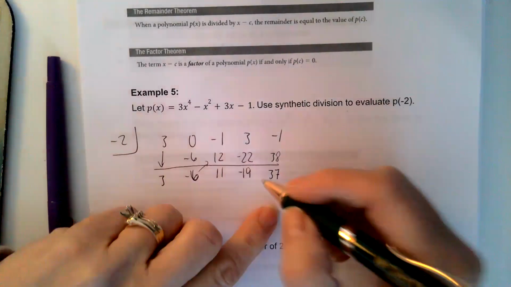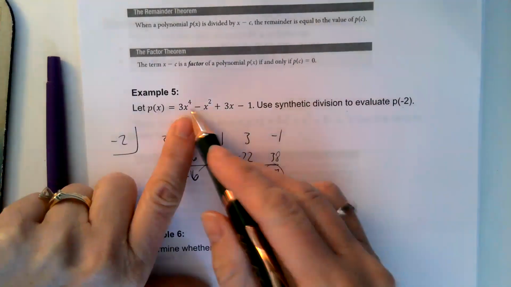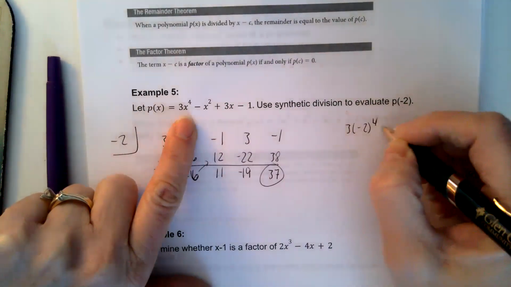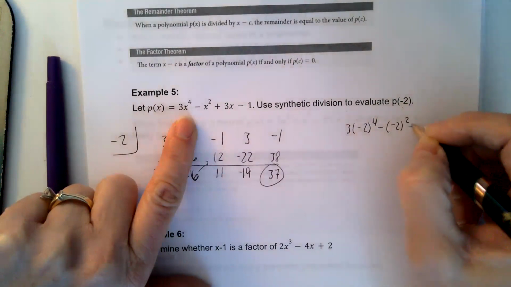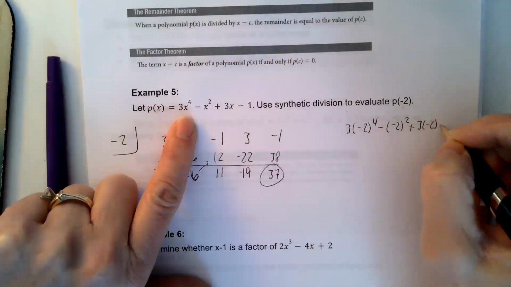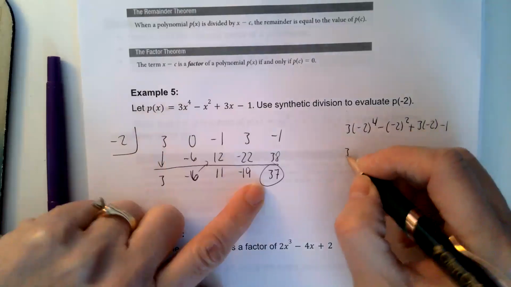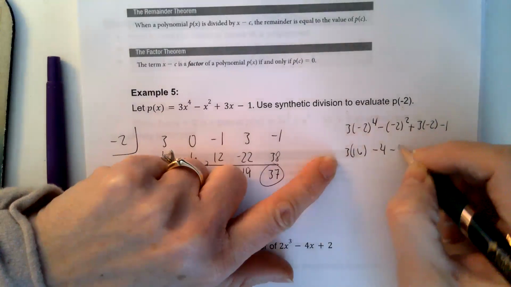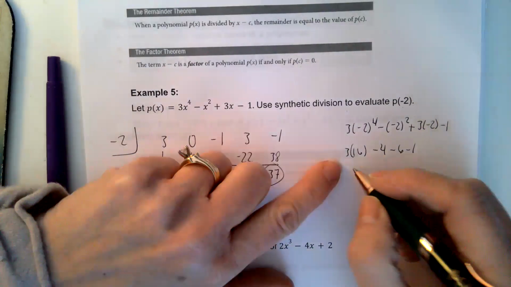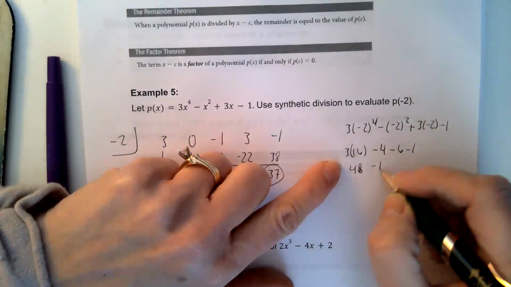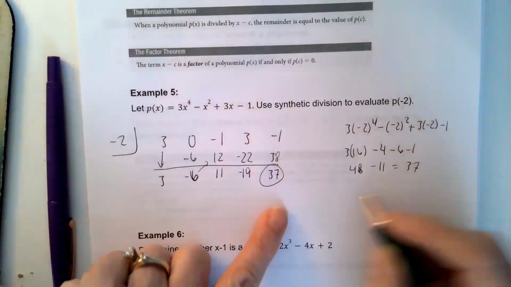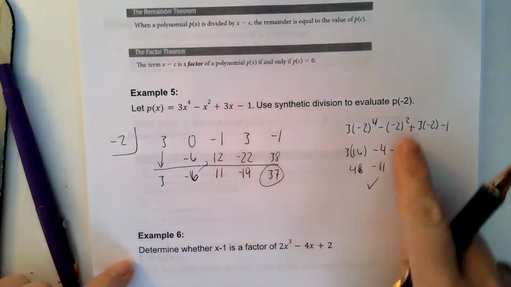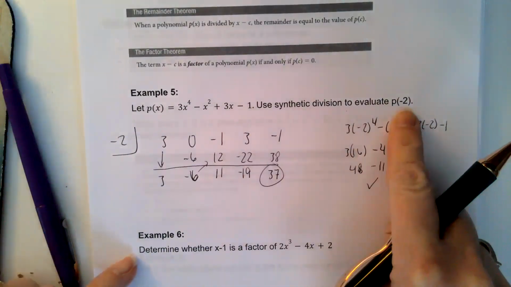Okay. And so my remainder is 37. So if I were to put a negative 2 into my function, we would have 3 times a negative 2 to the 4th minus a negative 2 squared plus 3 times a negative 2 minus 1. So this would be 3 times 16 minus 4 minus 6 minus 1. So that would have been 48 minus 11 is 37. So that checks out. So your remainder using synthetic division is the same as evaluating your function at that value.